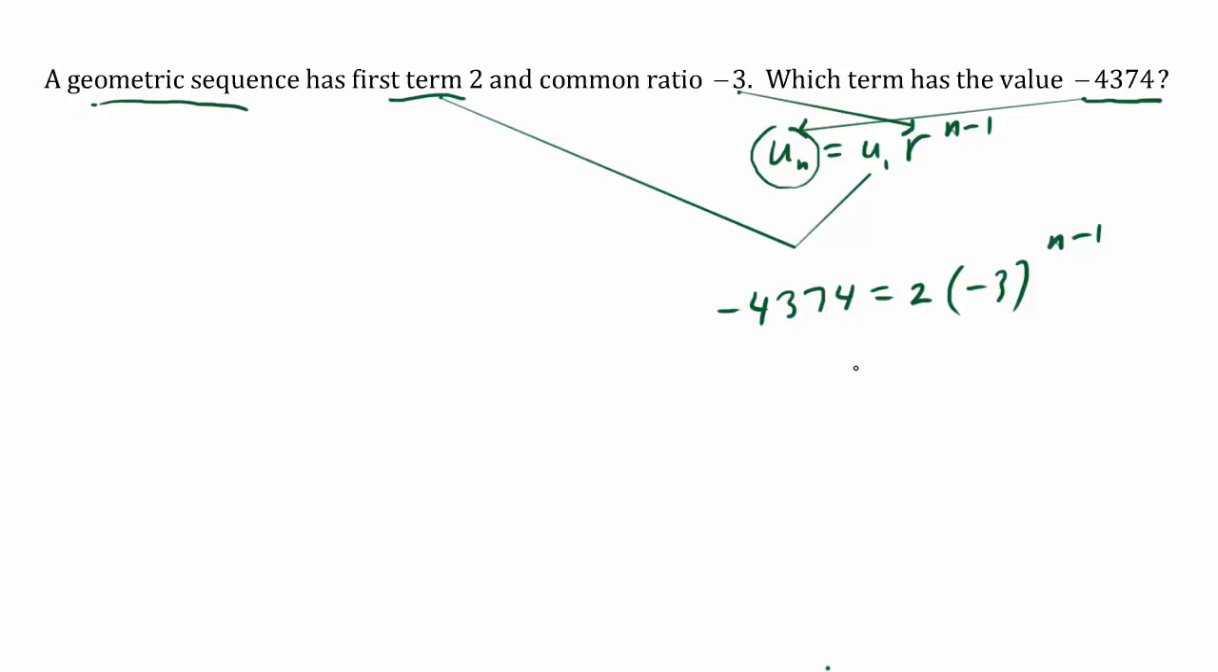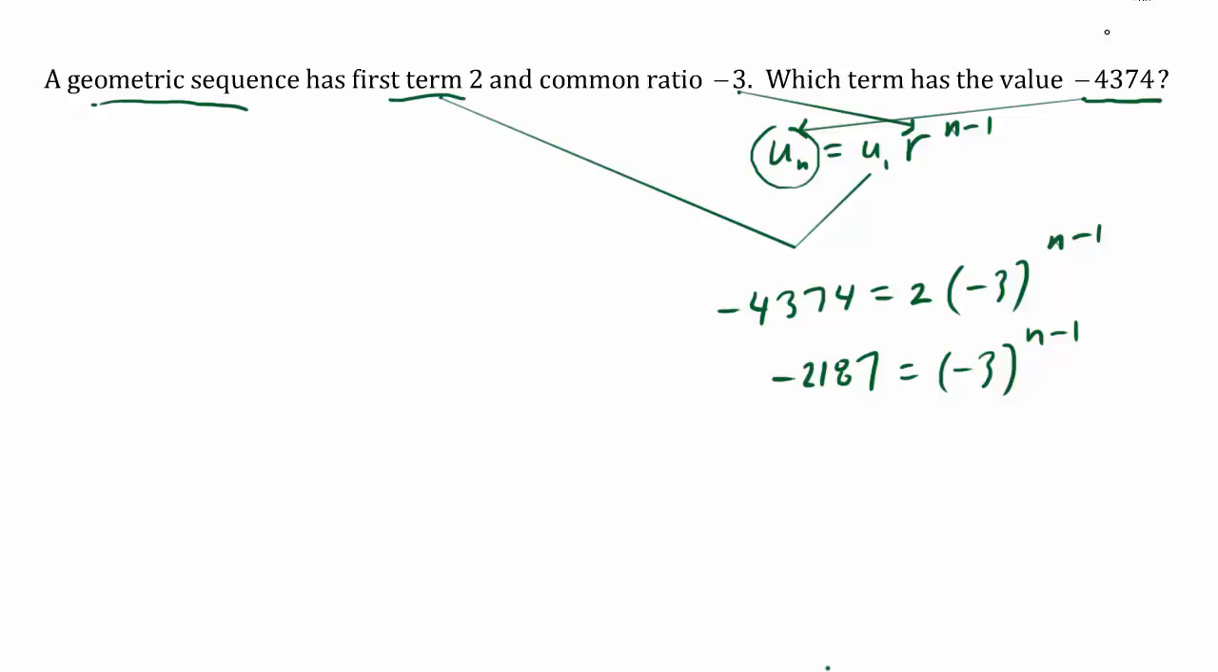Let's divide both sides by 2. So when you divide it, we get -2187. And because we know that n, which is the term number, is a natural number, we know that n should be a nice number that's not a decimal.